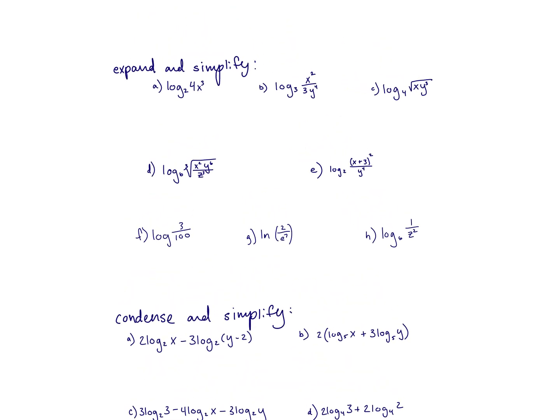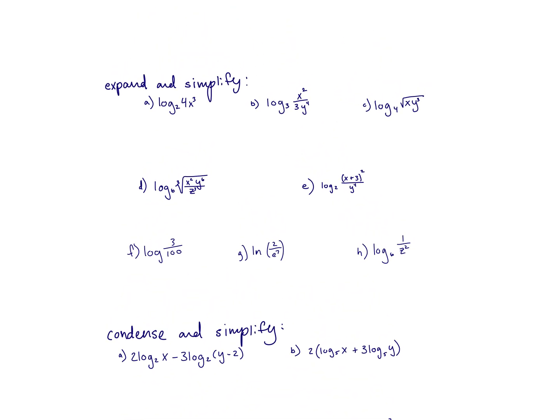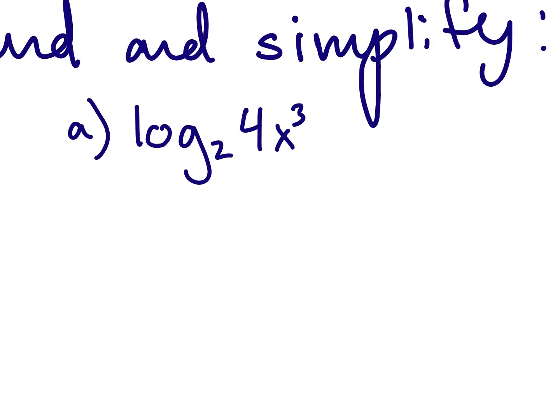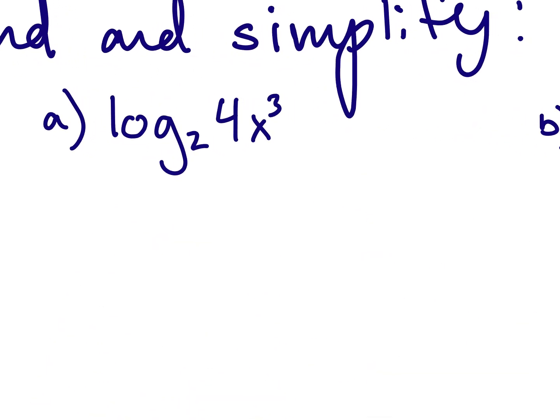All right, let's look at the next page. We're going to expand and simplify. So let's do A. So when I expand my log, if I'm multiplying, I'm going to expand it with addition. So every time I break it apart, each term is going to get its own log. So log base 2 of 4 plus log base 2 of x cubed.